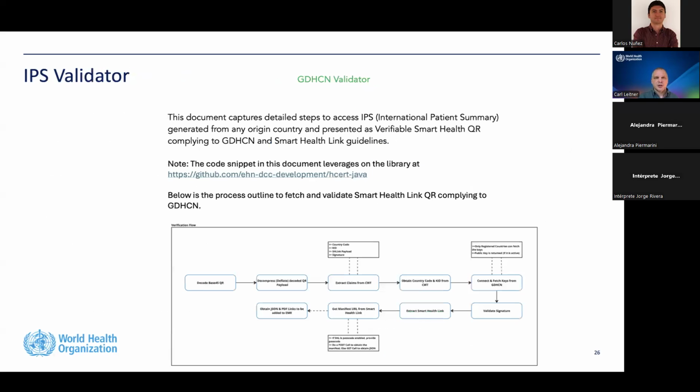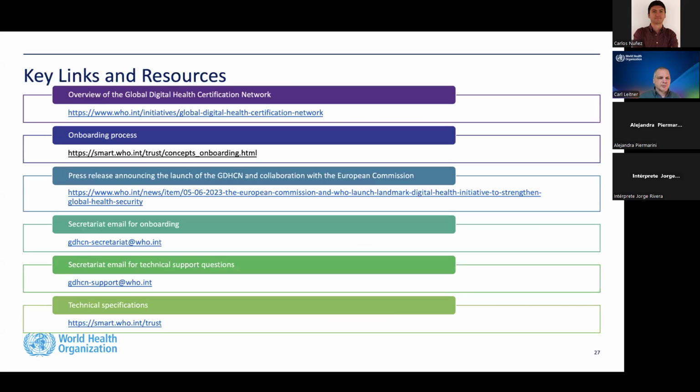Next is a validator app that's more focused on the international patient summary rather than the vaccine cards. And we'll use something called verifiable SMART Health Links, or verifiable health links, for sharing the international patient summary on a QR code or a link to the international patient summary. We have a validator app that will go through all the steps of verification to make sure that you have compliant QR codes and ways to access the IPS.